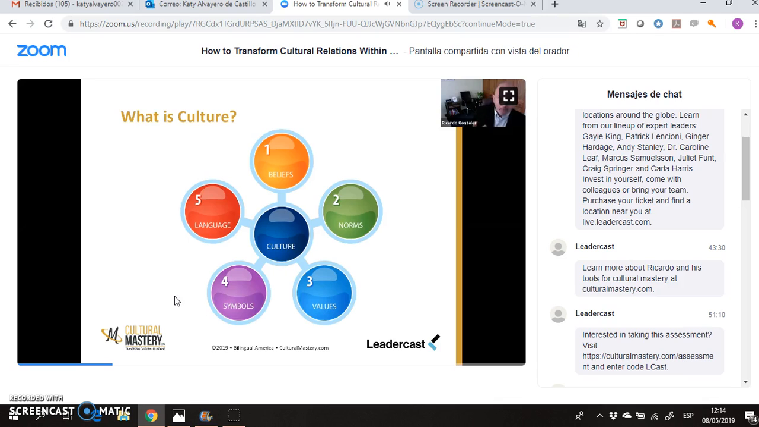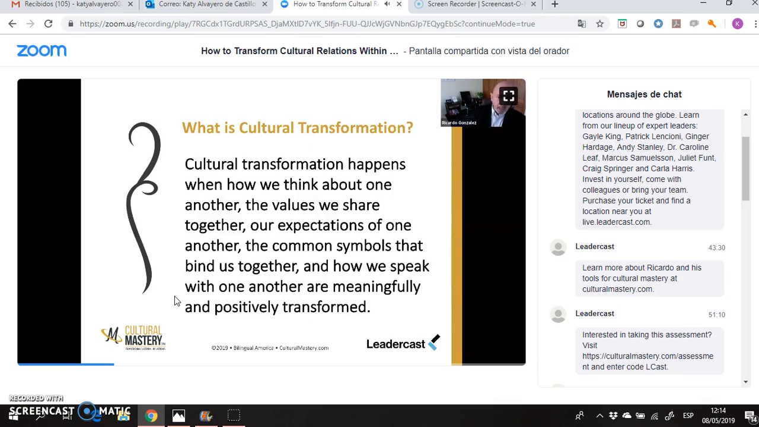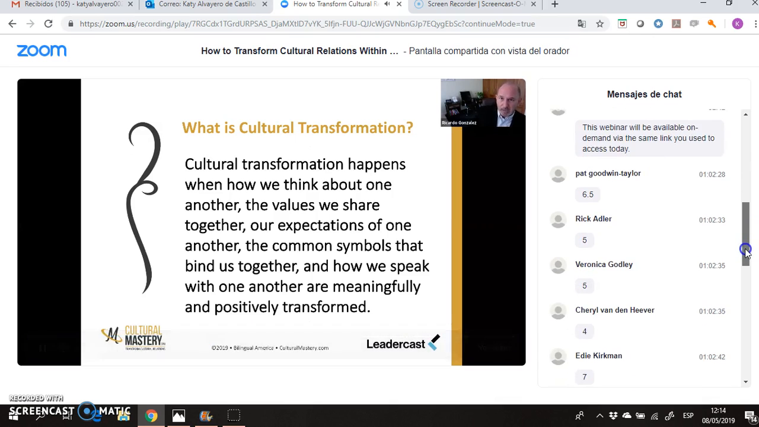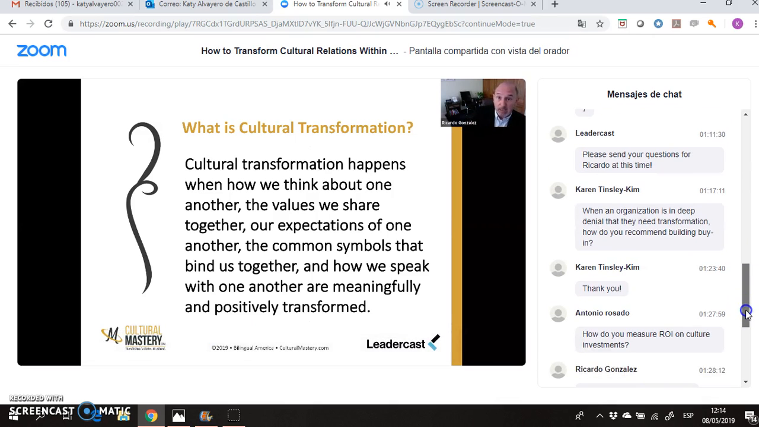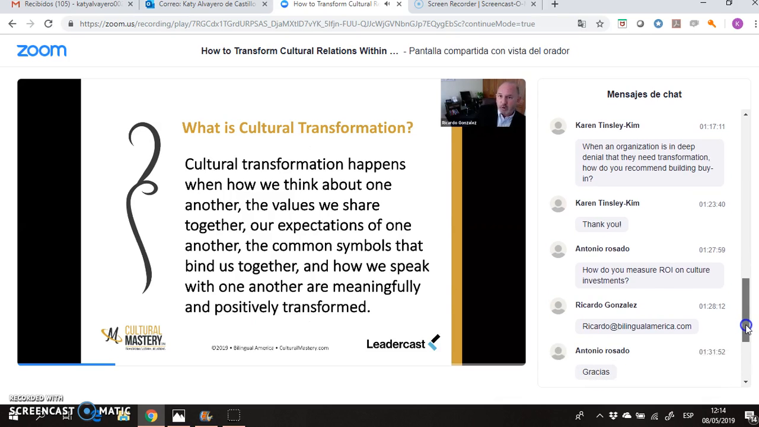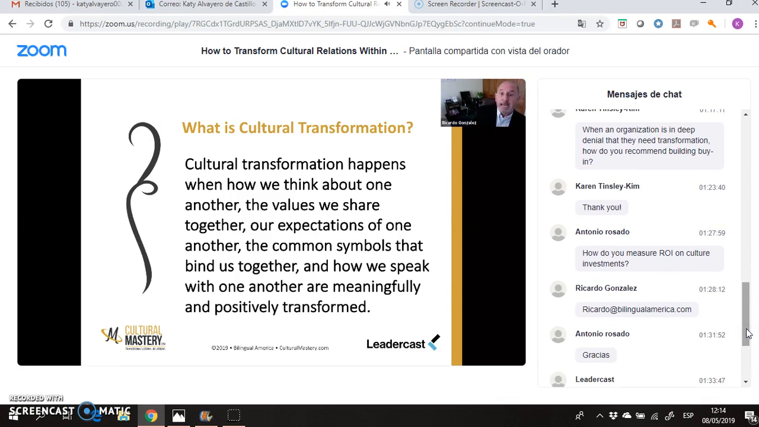And if you look at that, what you recognize is that all of us, to some degree, are managing multiple cultures every day, right? Beliefs, norms, values, symbols, and language. Now, why is that important? Because cultural transformation happens when those 5 things are actually transformed. And those 5 things can only be transformed when we've transformed our relationships.